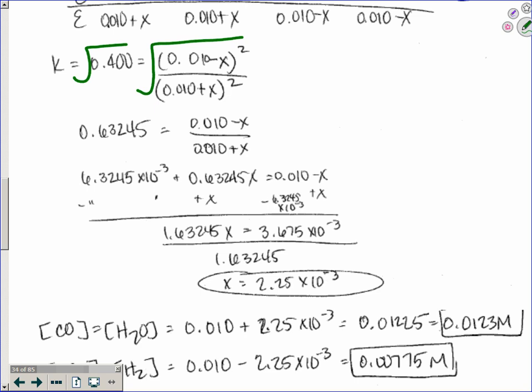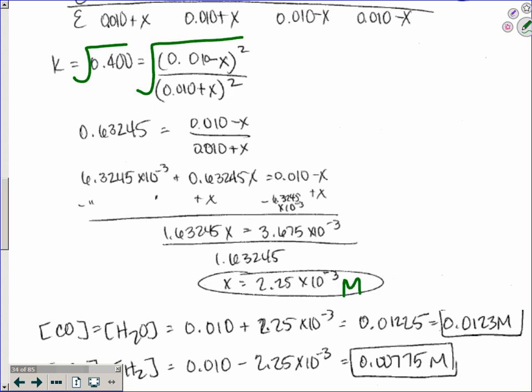It takes a hot minute, but when you multiply the denominator, you just pull your x's over, set it equal to the numerator 0.01 minus x. Then you add this x from here over here, and then you subtract the number to combine the numbers. You should get 1.63 x is equal to 3.675 times 10 to the negative third divided by the other number. Solve for x: 2.25 times 10 to the negative third molar.